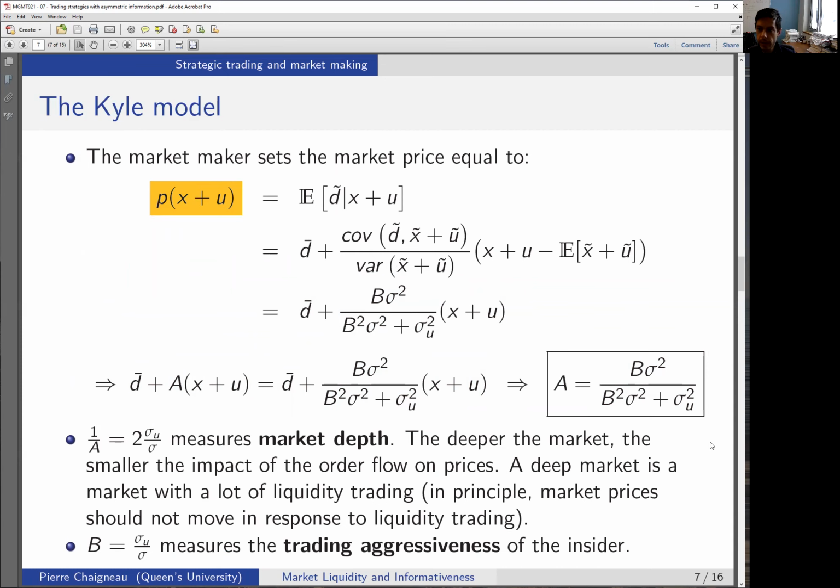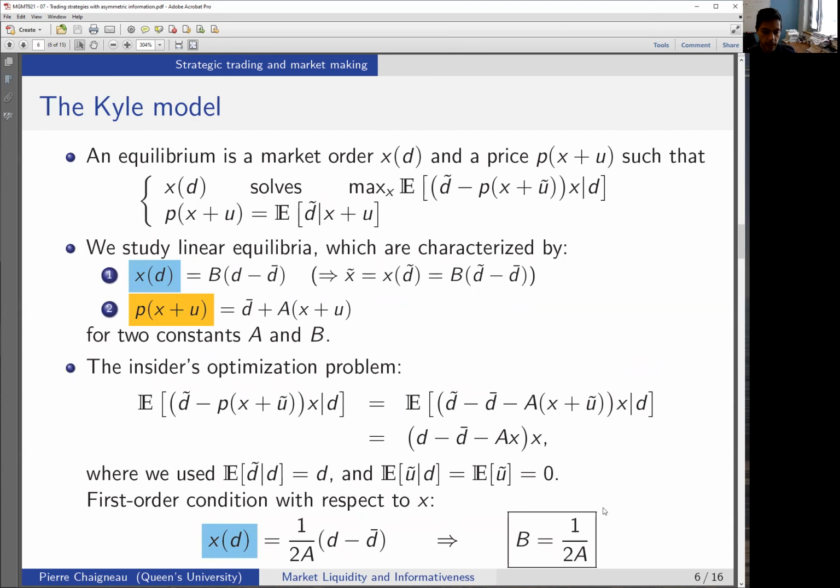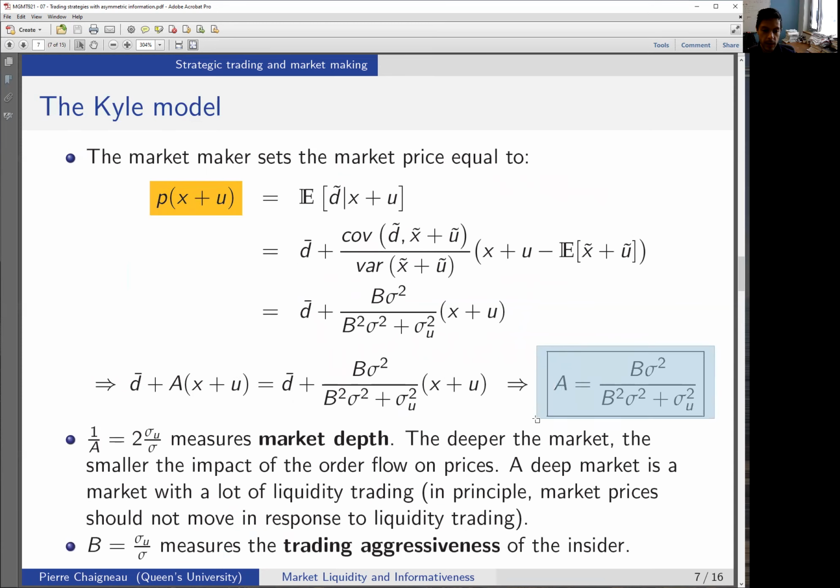Okay, so why is that useful? Because we already had one equation that related B to A, and now we have a second equation that relates A to B. So we have just a system of two equations in two unknowns. The two unknowns are capital A and capital B. And if we solve the system of equations, we are going to be able to express A and B as a function of model parameters.